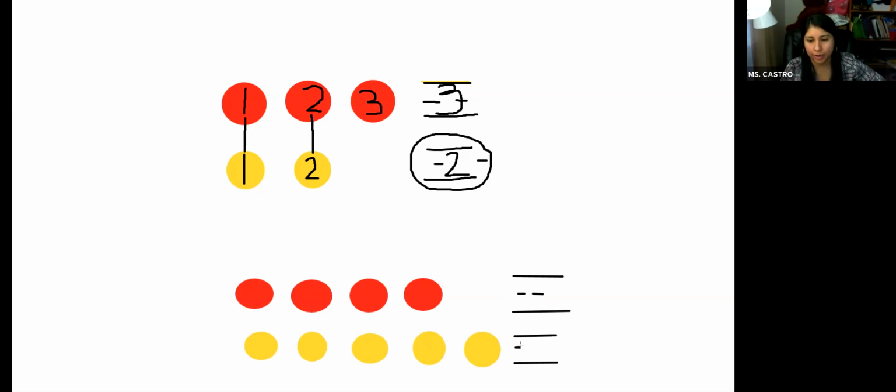All right, we're moving on to the next problem. Ready? Down below, we have another set of red and yellow counters that we need to count. So let's first count and label the red.